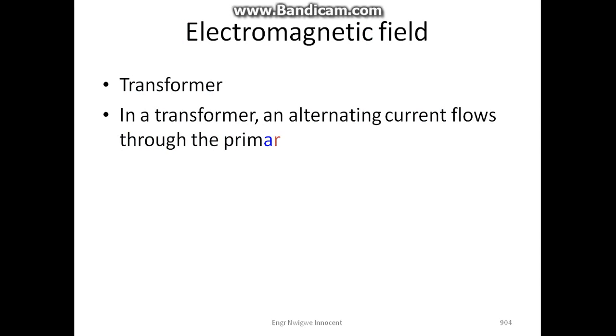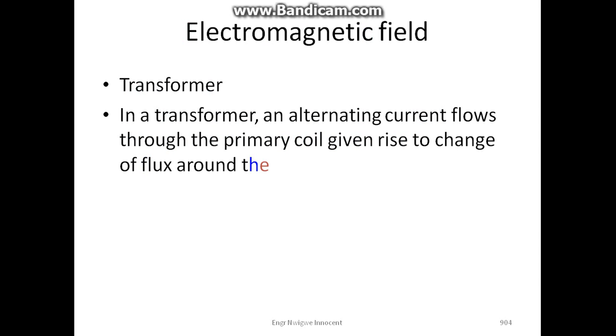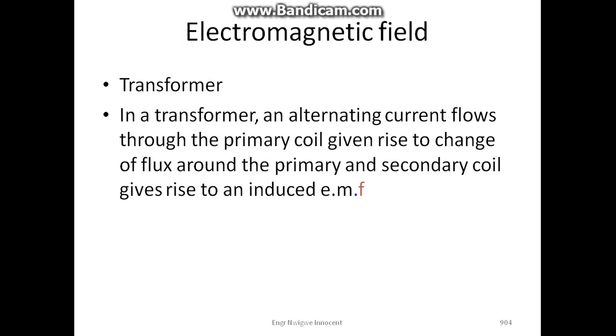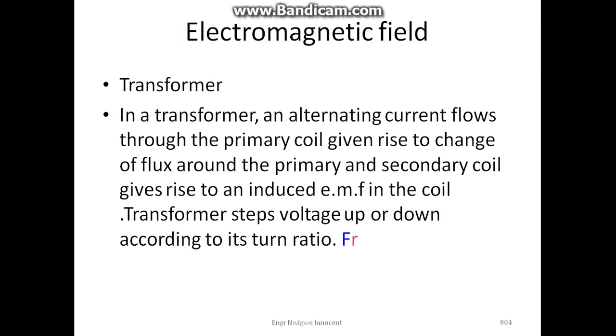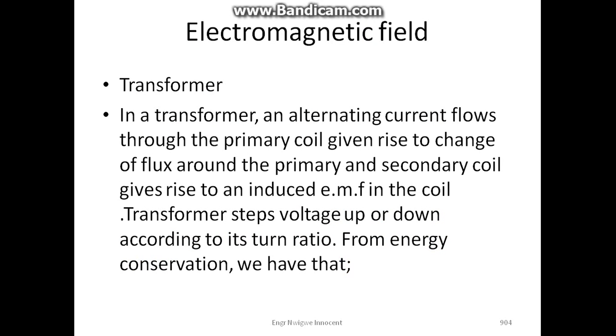Electromagnetic field. Transformer. In a transformer, an alternating current flows through the primary coil, giving rise to change of flux around the primary and secondary coil, giving rise to an induced EMF in the coil. Transformers step voltage up or down according to its turn ratio.